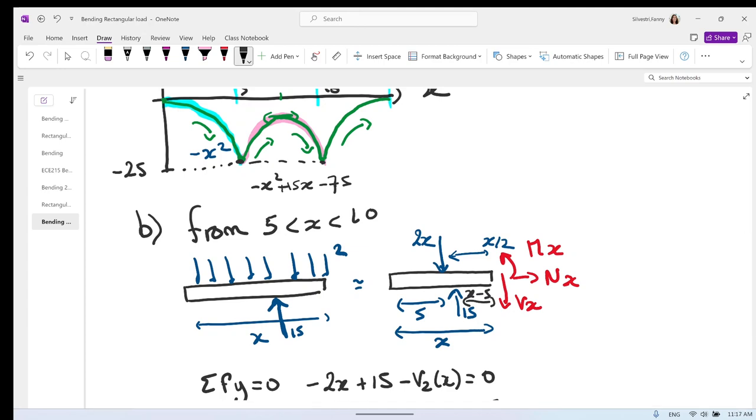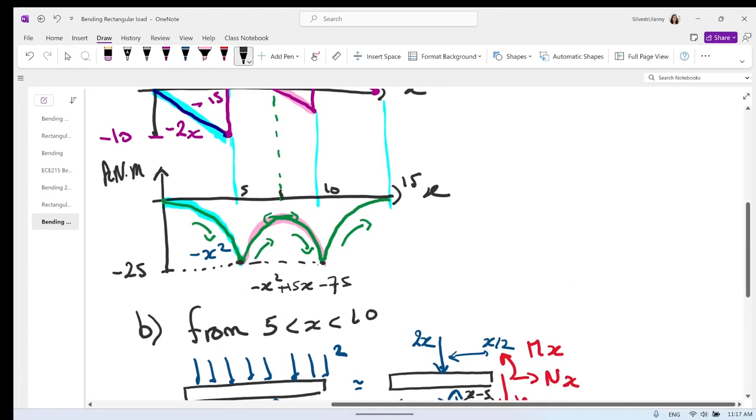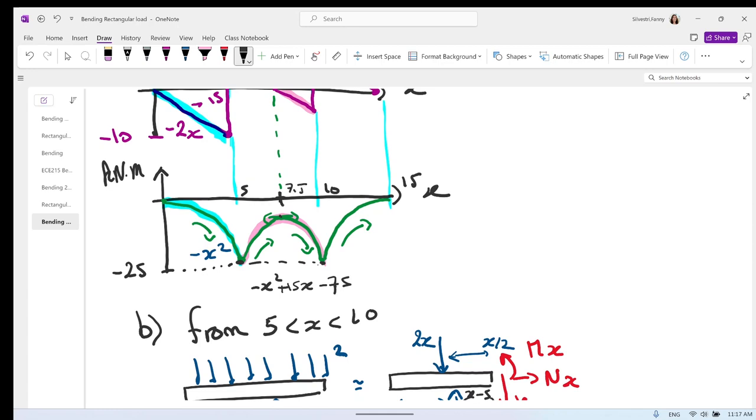Okay, and we can check the value at 5, at 10, and what will be interesting is to find this value. Is the maximum of this curve between 5 and 10 positive or negative? We will be at 7.5. So what we can do is use the function that we found.